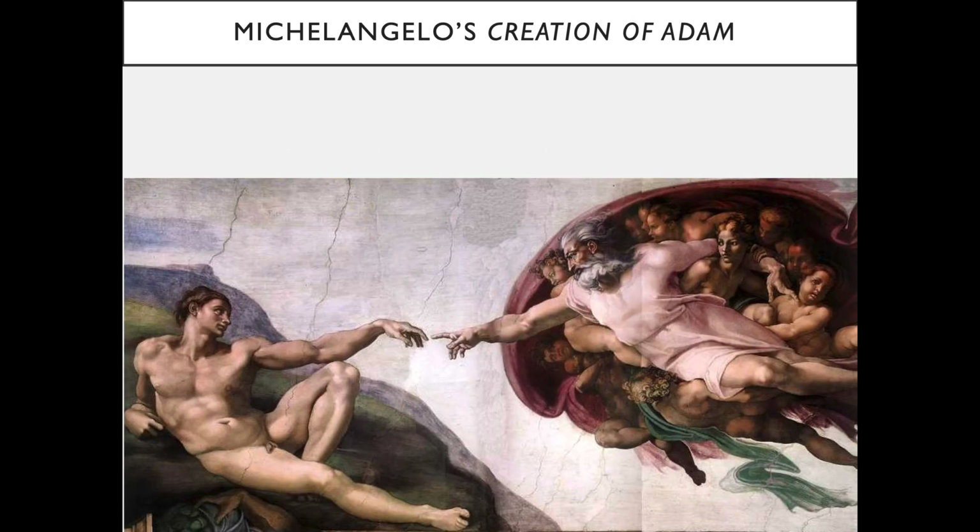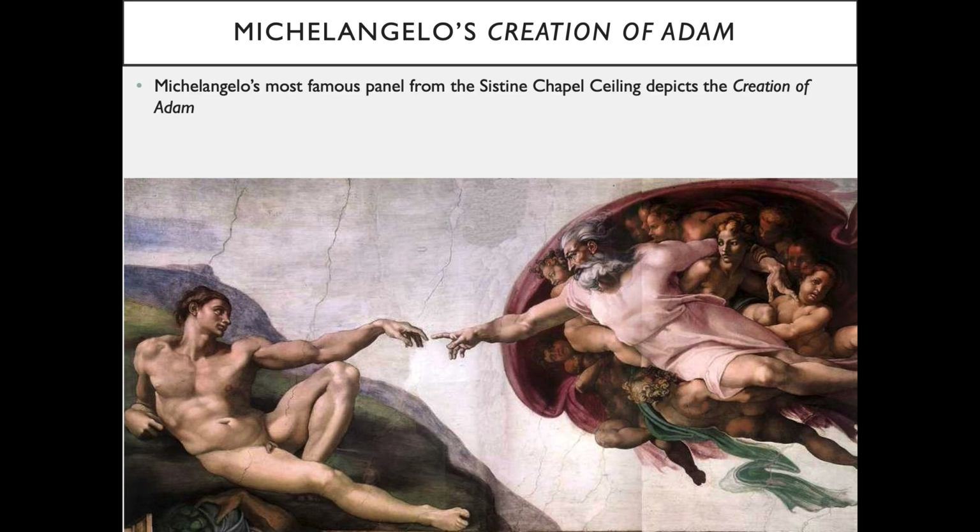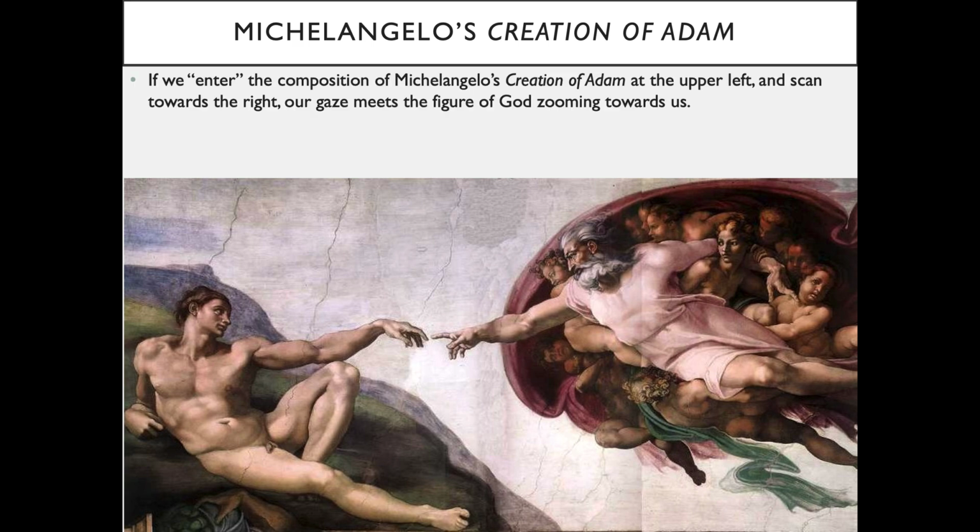Michelangelo's creation of Adam. Michelangelo's most famous panel from the Sistine Chapel ceiling depicts the creation of Adam. It is a powerful diagonal composition based on the parallel positions of God and Adam. If we enter the composition at the upper left and scan toward the right, our gaze meets the figure of God zooming toward us.